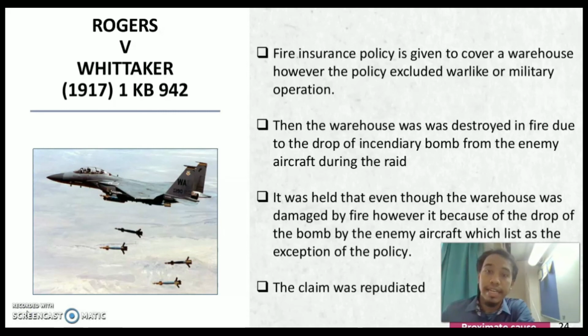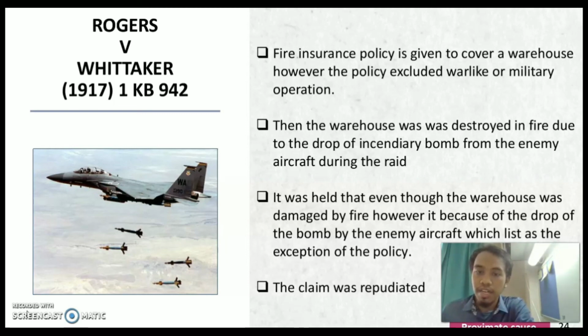We can see in the case of Rogers v Whitaker, where a fire insurance policy was given to cover a warehouse. However, the policy excluded warlike or military operations. Then the warehouse was destroyed in a fire due to the drop of an incendiary bomb from an enemy aircraft during a raid. The insured wanted to claim under the fire insurance policy as the warehouse was destroyed by fire.